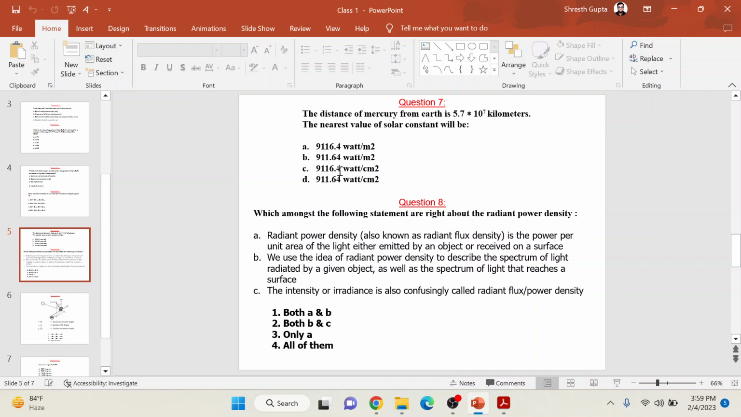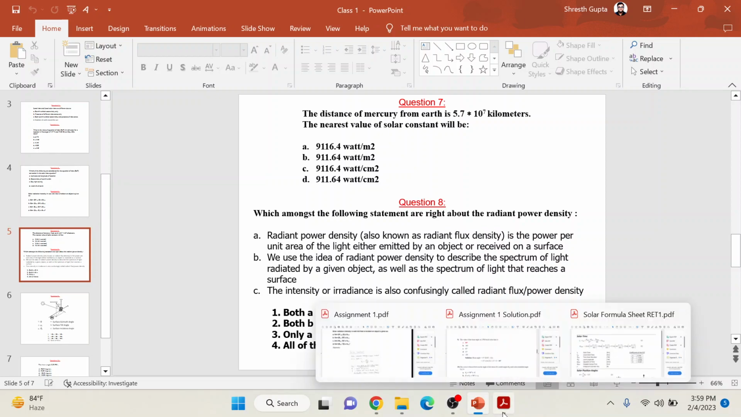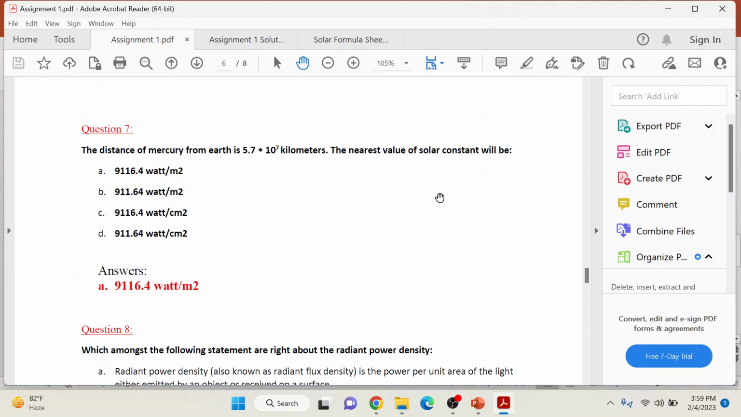Nowhere in options B, C, D is showing a value which is near to 9000 something except option A. So the option will be A directly. Although I have taken this question from the values, the option is A. The right answer is A. Am I clear? Am I clear or not?